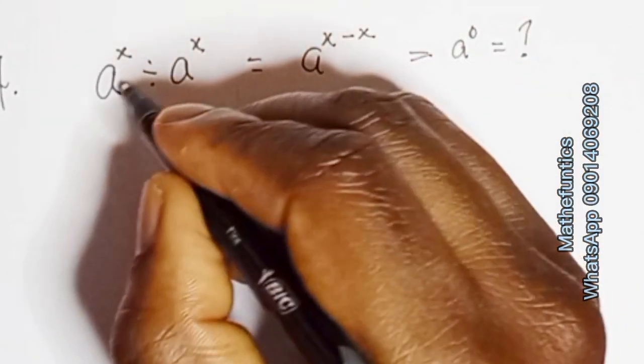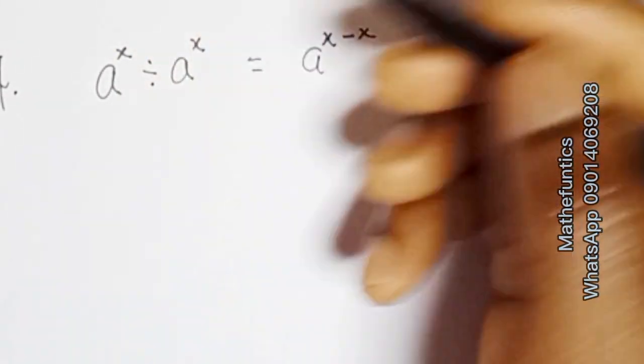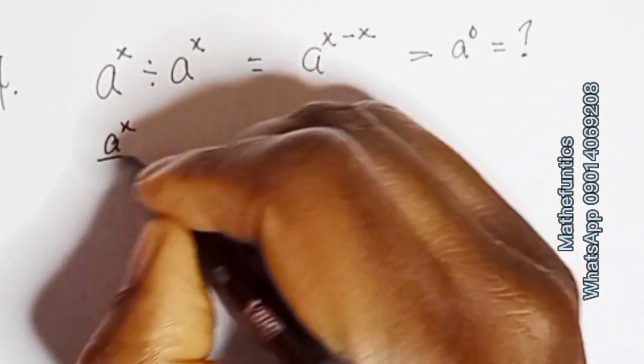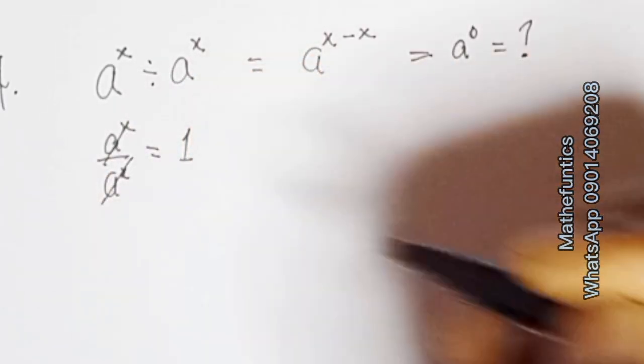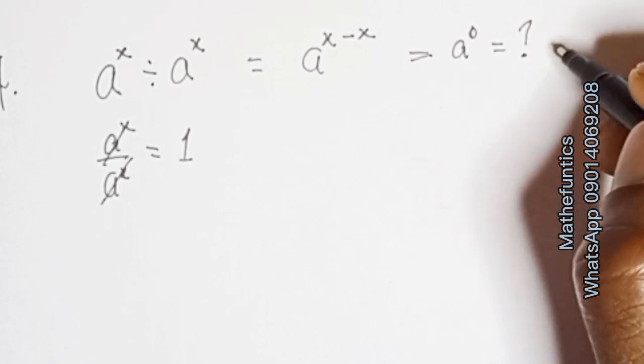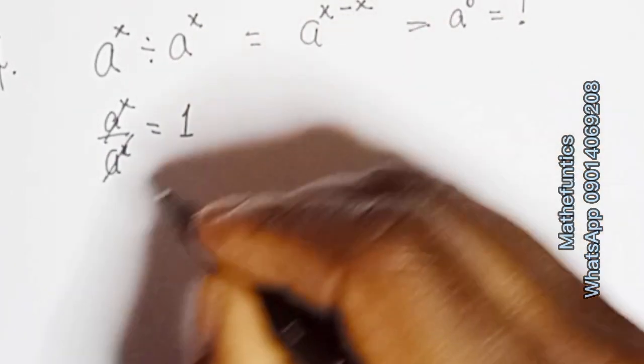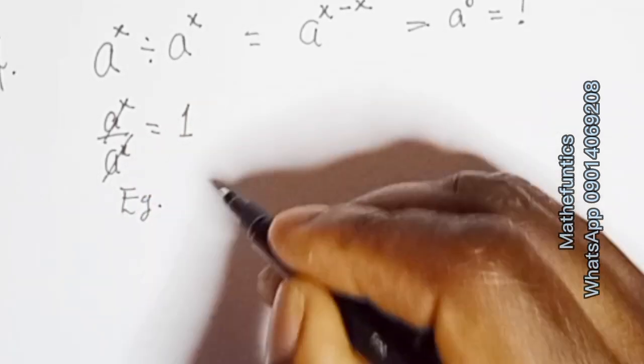Okay, so let's check. If I have a raised to power x divided by a raised to power x, this is just saying this divided by this. And so this can easily cancel out and give me 1. Does that mean this is also equal to 1? Let's check with numbers. Let's say I have a number.